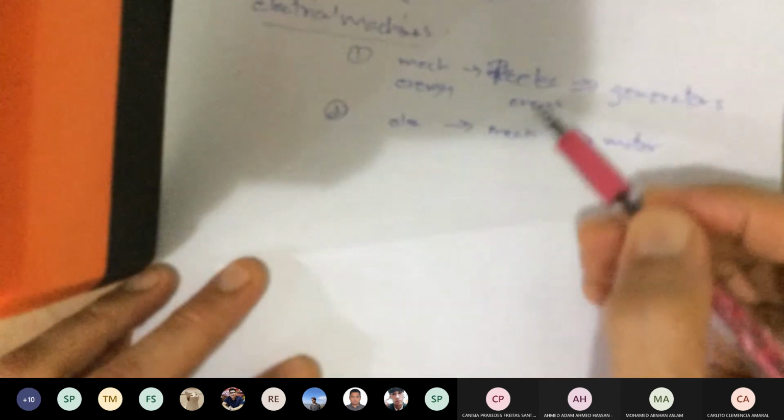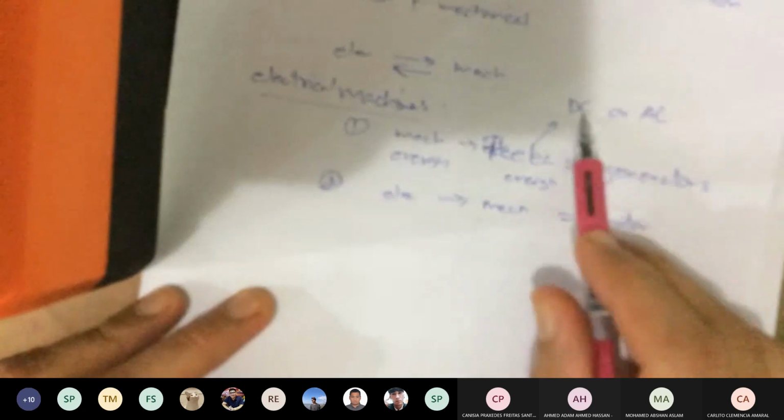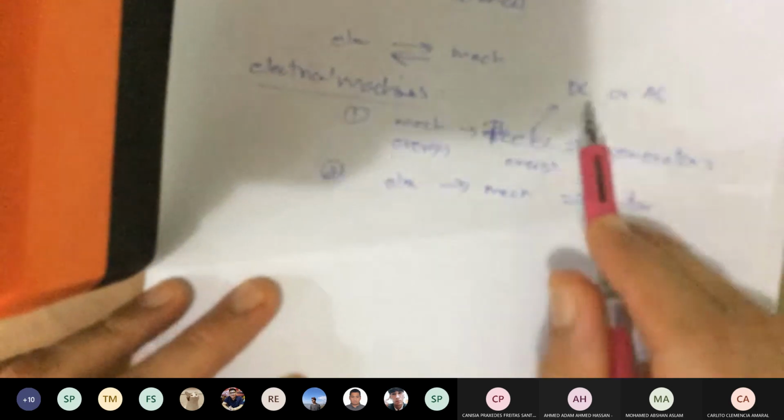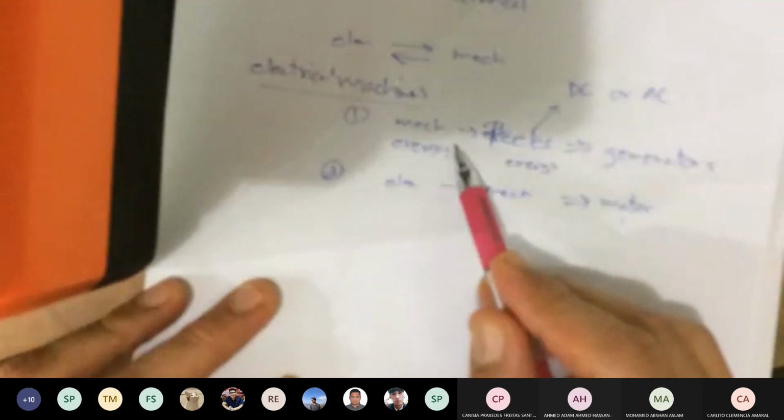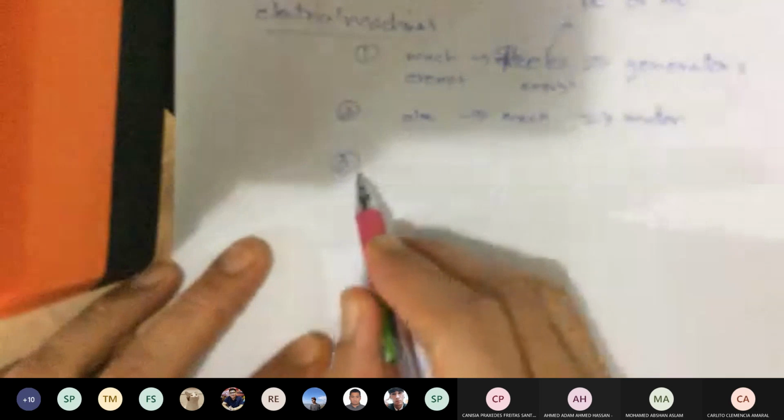Because both deal with electrical, you can have DC or AC. So you can have DC generators, AC generators, DC motors, AC motors. These are electrical machines. Although there's a third type that doesn't really relate to the mechanical part of the energy. This one is kind of special. This is called a transformer.